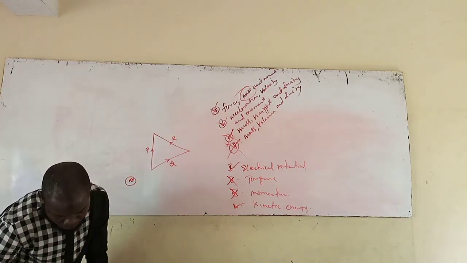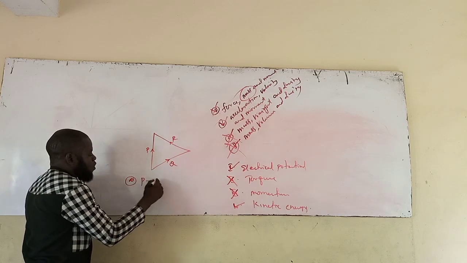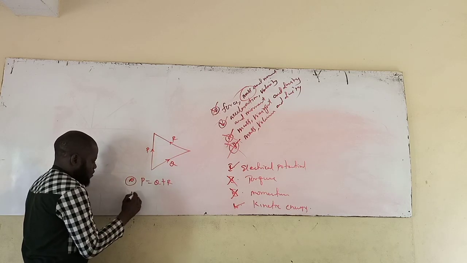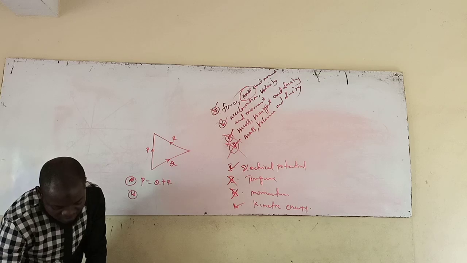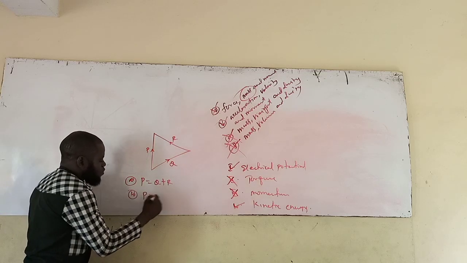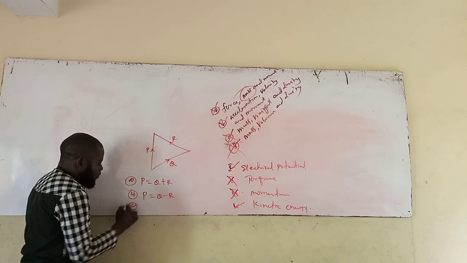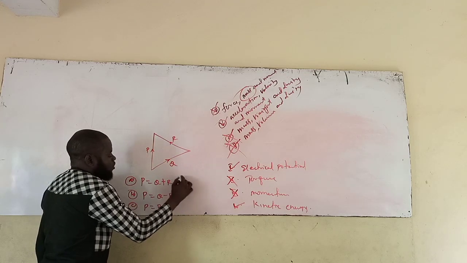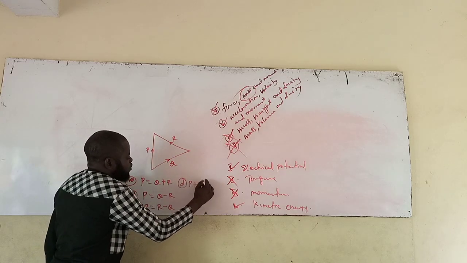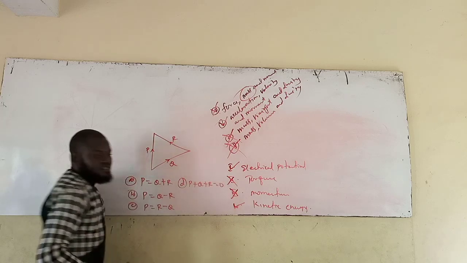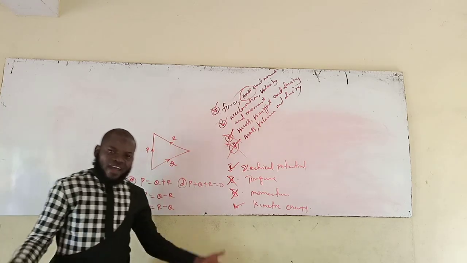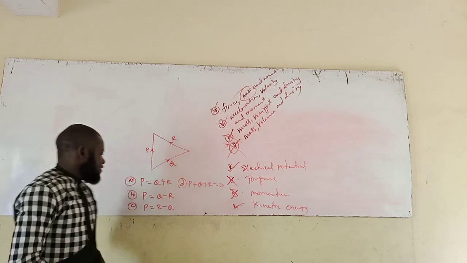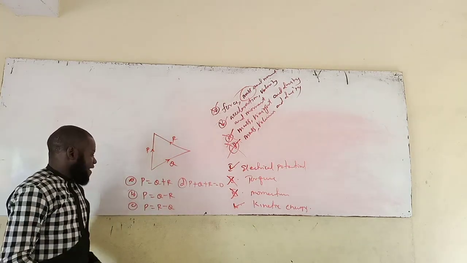Option A, we have that P equal Q plus R. Option B, we have that P equal Q minus R. Option C, we have that P equal R minus Q. Option D, we have that P plus Q plus R equal 0. Which will be the right answer, guys? Let's start analyzing from the down part.